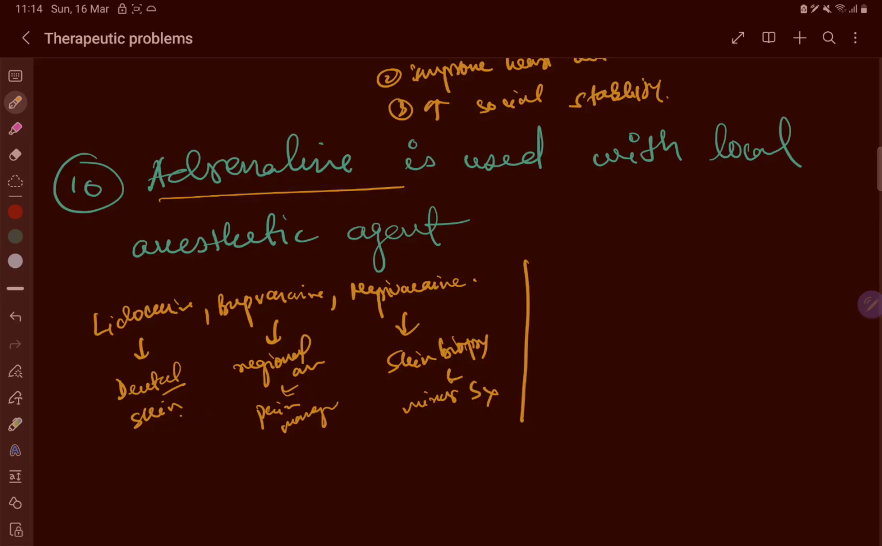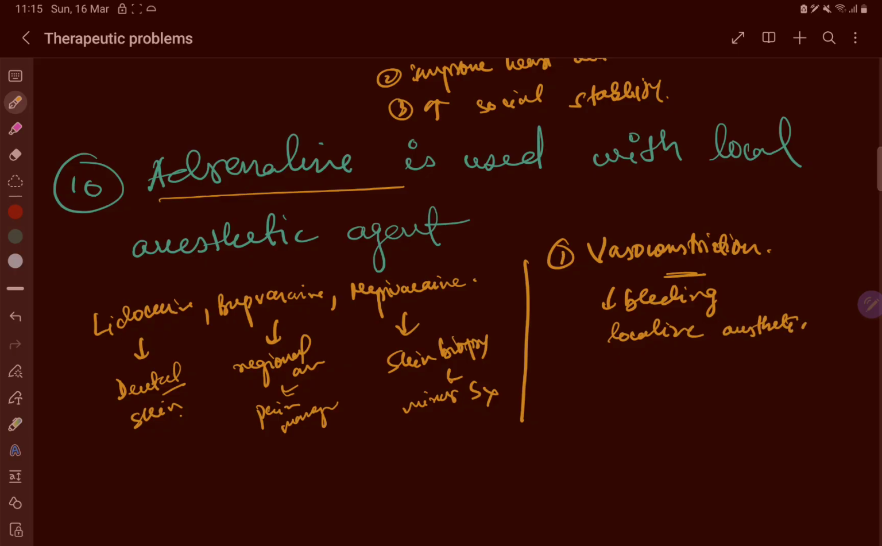Now, why is it used and what does it cause? Number 1, vasoconstriction. Adrenaline causes blood vessels to constrict, which reduces the bleeding and helps to localize the anesthetic effect. So it reduces the bleeding and localizes the anesthetic effect, reducing the systemic side effects.